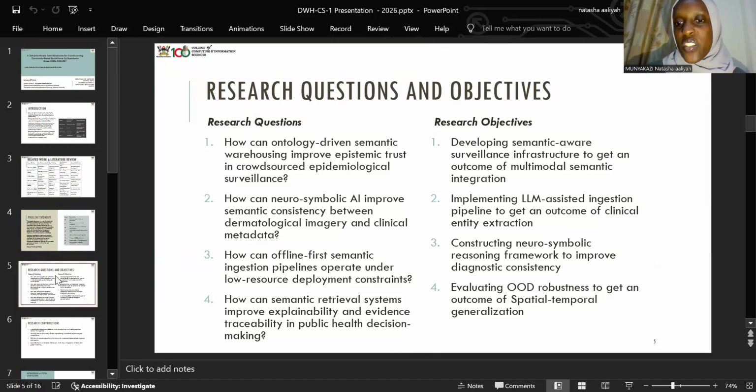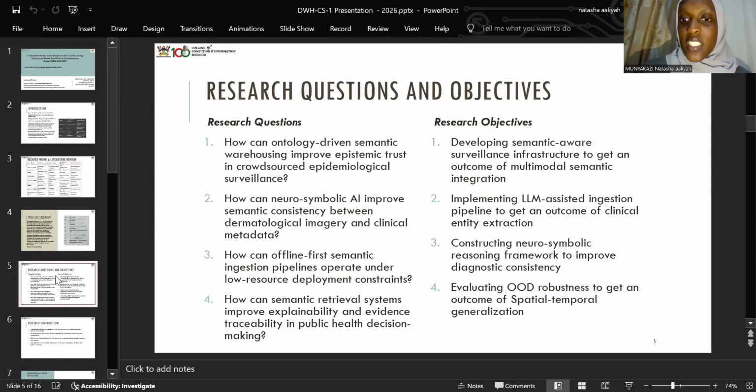What are some of our research questions? The first research question investigates how semantic warehousing can improve trust in crowdsourced epidemiological data. I talked about how the works before had the trust issue, the provenance issue. So how can we improve the trust in the data that we are getting? The second focuses on improving consistency between dermatological images and clinical metadata using neurosymbolic AI. We also investigate how offline fast ingestion pipelines can operate under low resource. Finally, we examine how semantic retrieval improves explainability and evidence traceability.